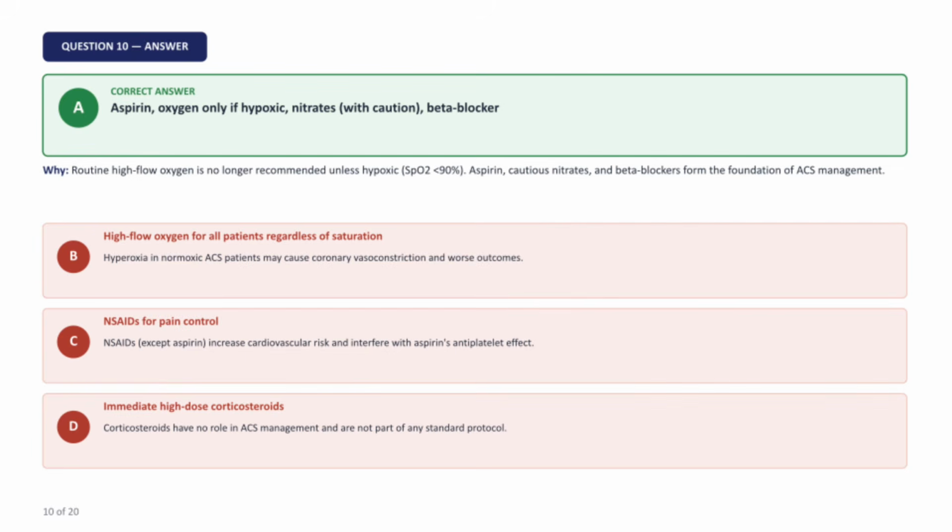Now, why isn't B correct? Hyperoxia in a normoxic ACS patient may cause coronary vasoconstriction and worse outcomes. Now, why isn't C correct? NSAIDs, except aspirin, increase cardiovascular risk and interfere with aspirin's antiplatelet effect. Why isn't D correct? Corticosteroids have no role in ACS management and are not part of any standard protocol.